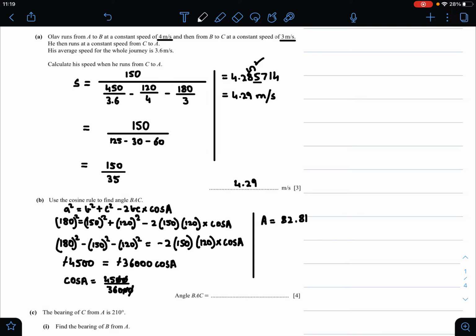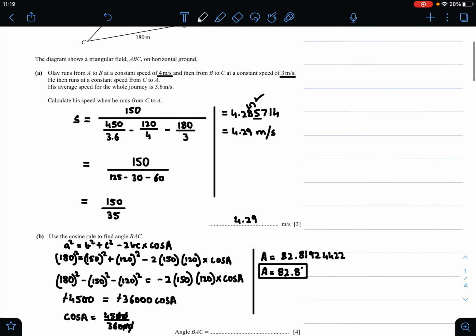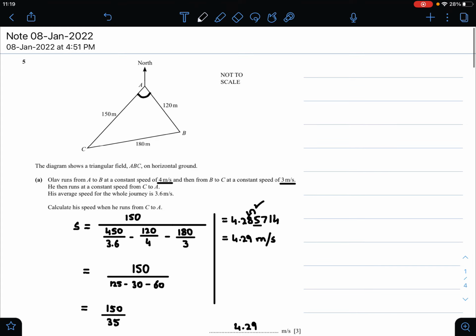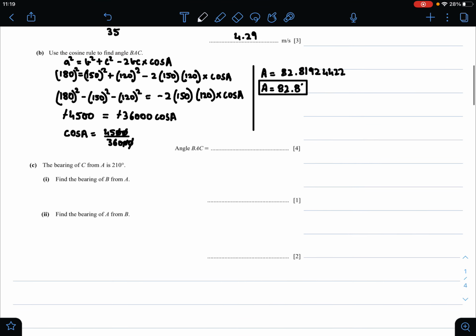That is not 45 divided by 360, that is cos inverse of 45 divided by 360 is equal to 82.8192442. So therefore A is equal to 82.8 degrees. Therefore this will be our final answer for part B. So 82.8 degrees will be this, 82.8. Now let's move to part C1.